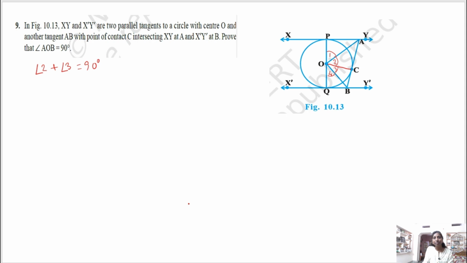Okay, so now let us solve. So here how we will reach there. Okay, so let us try to equate. Let us prove that angle 1 is equal to angle 2 and angle 3 is equal to angle 4. But how? We will use here congruency.